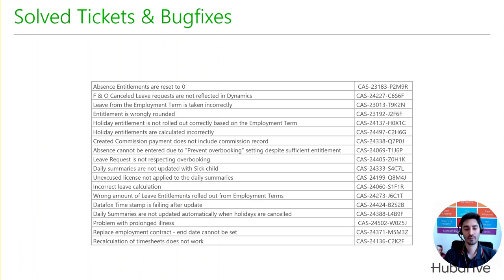Incorrect leave calculation. Then we have wrong amount of leave entitlements rolled out from employment terms. DataFox timestamp is failing after update. This is also fixed due to the hotfix that we implemented. Daily summaries are not updated automatically when holidays are canceled. Problem with prolonged illness: replace employment contract end date cannot be set. And last but not least, we have the recalculation of timesheets that does not work. All of those cases were fixed and implemented in Rollup 43.